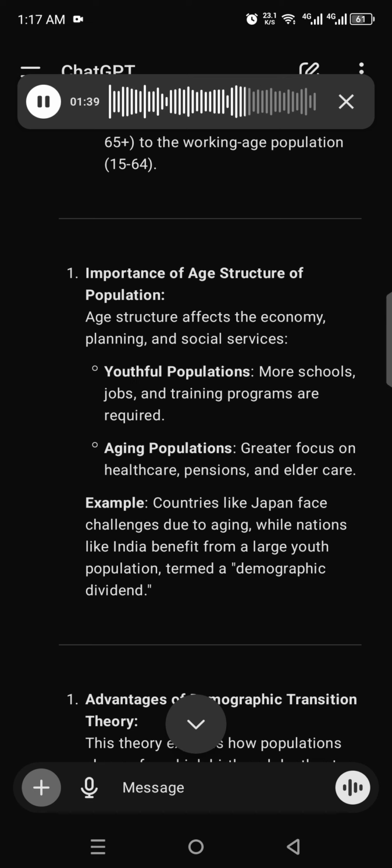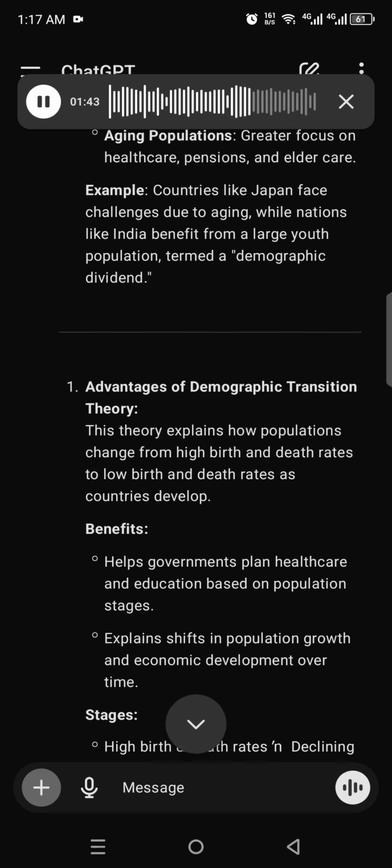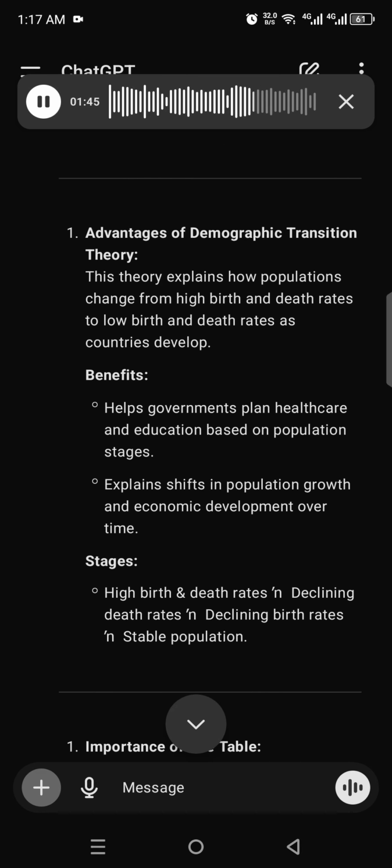4. Advantages of demographic transition theory. This theory explains how populations change from high birth and death rates to low birth and death rates as countries develop. Benefits: helps governments plan healthcare and education based on population stages. Explains shifts in population growth and economic development over time. Stages: high birth and death rates, declining death rates, declining birth rates, stable population.